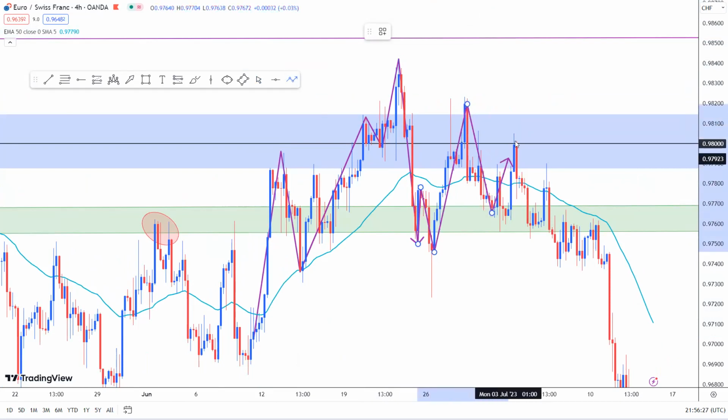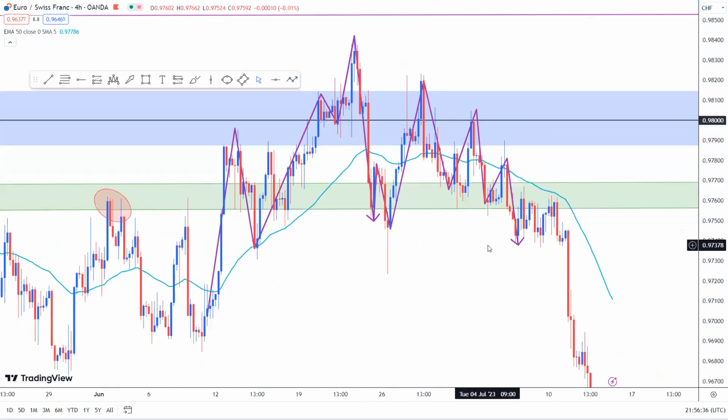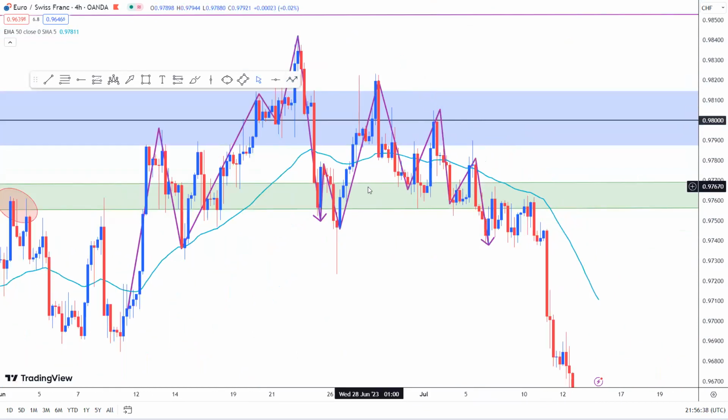And as you can see, the hourly time frame also is very clearly in a bearish market structure. So we have the weekly time frame to the downside, the daily time frame to the downside, and then the hourly time frame to the downside.